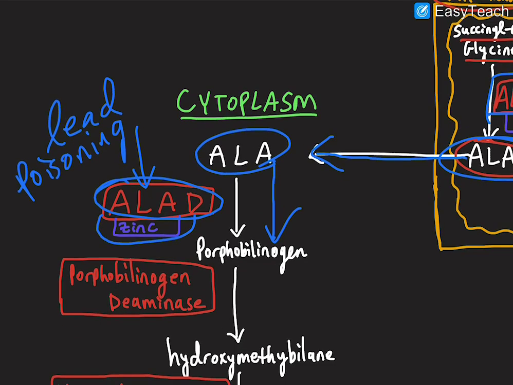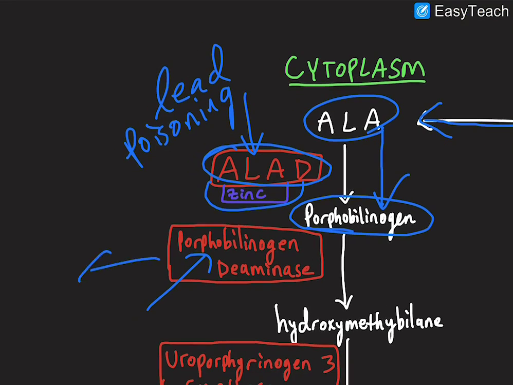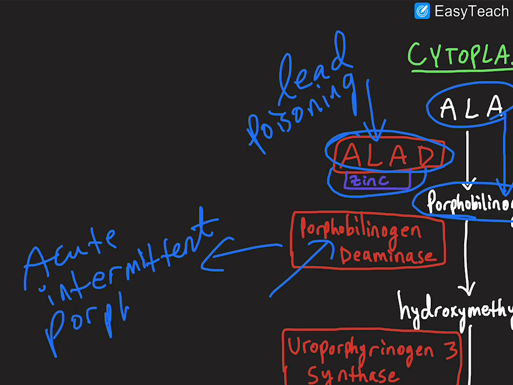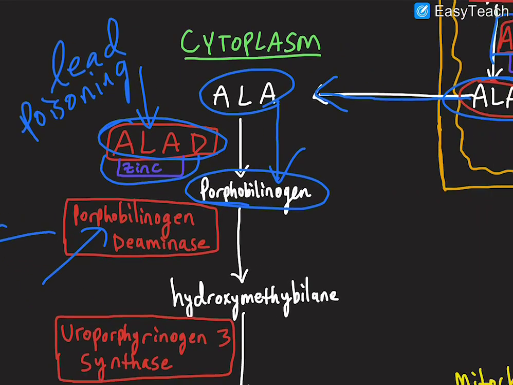Now we have porphobilinogen. Porphobilinogen is converted to hydroxymethylbilane via the enzyme porphobilinogen deaminase. Now, if this enzyme is defective, what do we get? We get acute intermittent porphyria. So that's important to know too.